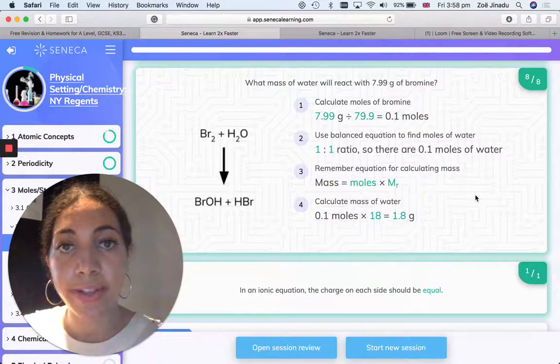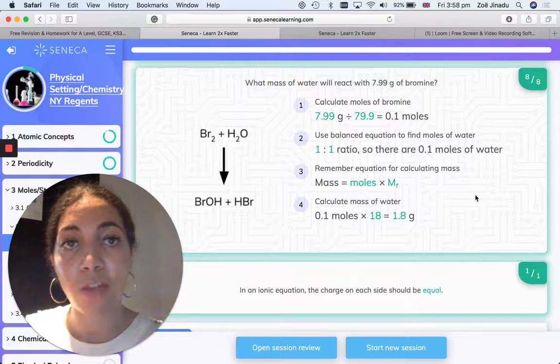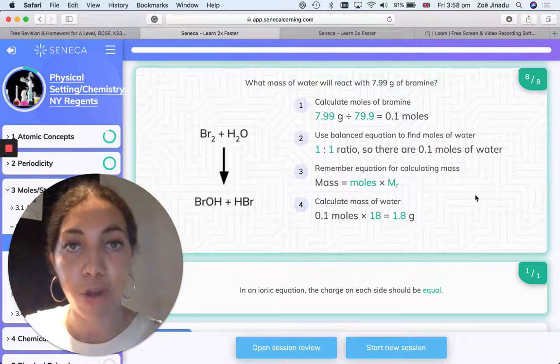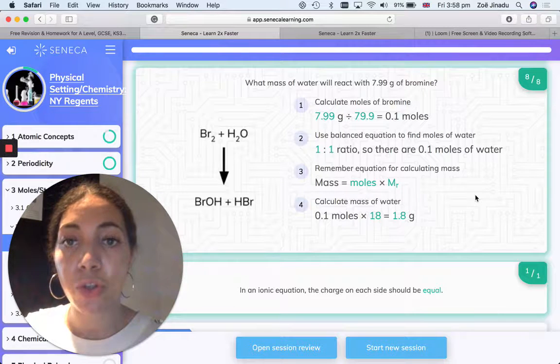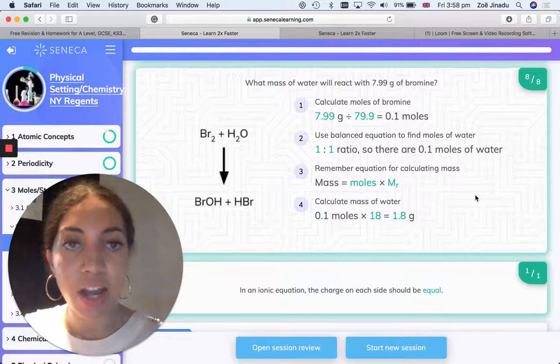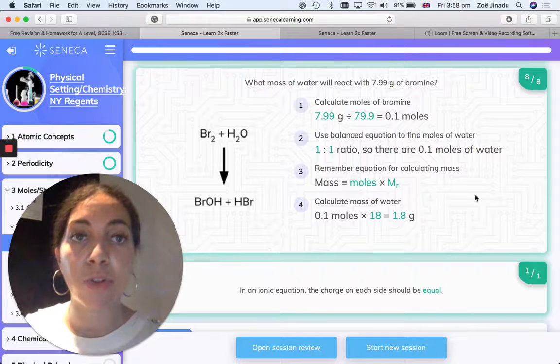Okay, let's do this worked example. What mass of water will react with 7.99 grams of bromine? The equation is Br2 plus H2O goes to BrOH and HBr. So calculate the moles of bromine.